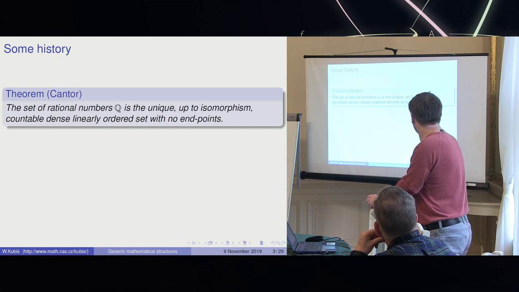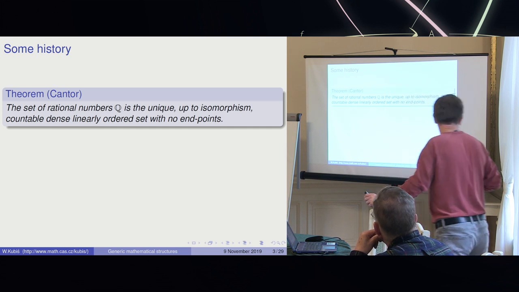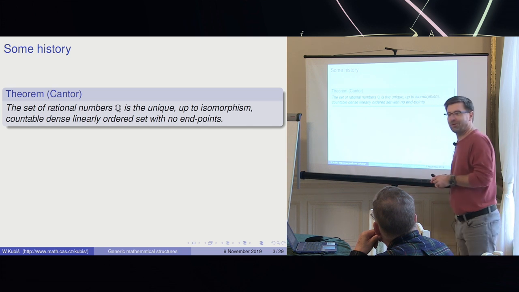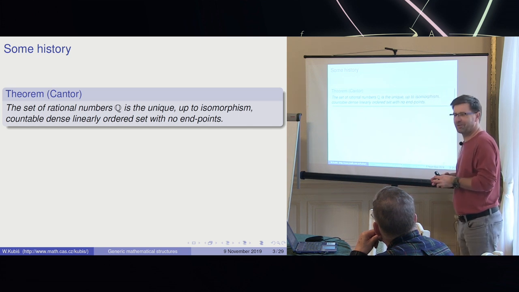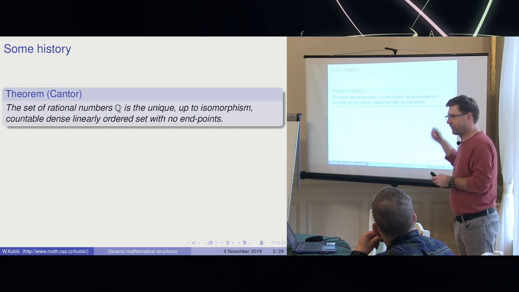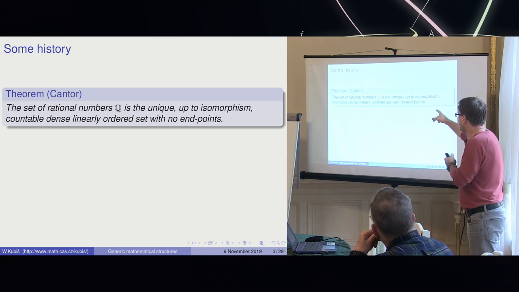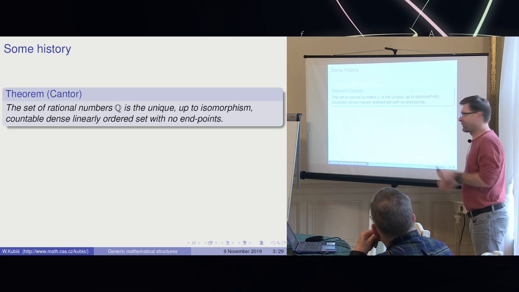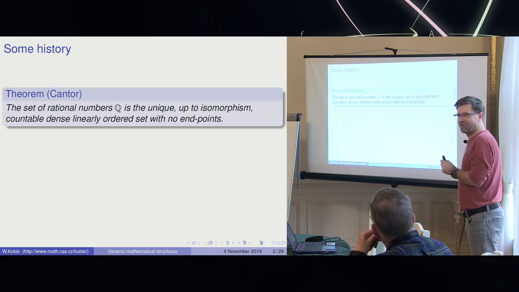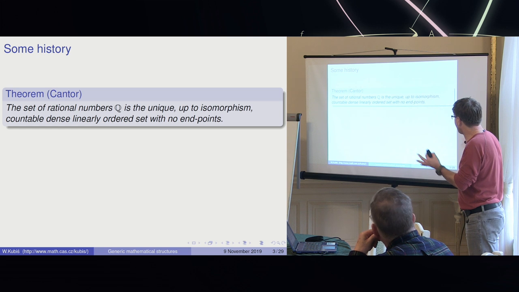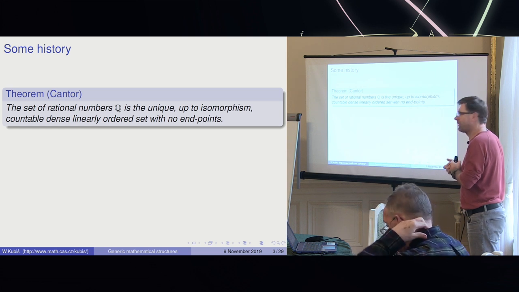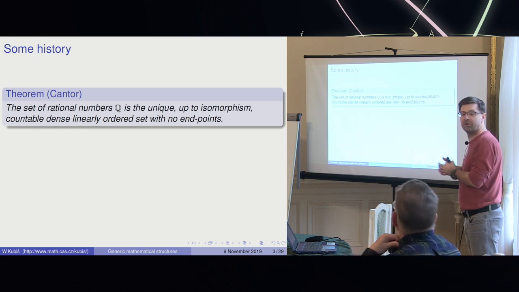I cannot even say which year it was, still the 19th century. And the original proof, as far as I know, was not by what we know now as a back and forth argument. That was after Cantor. Never mind, this is more or less a motivation. Now you may guess that the set of rational numbers is generic in some sense. First of all, among countable linearly ordered sets, it's the most complicated one.